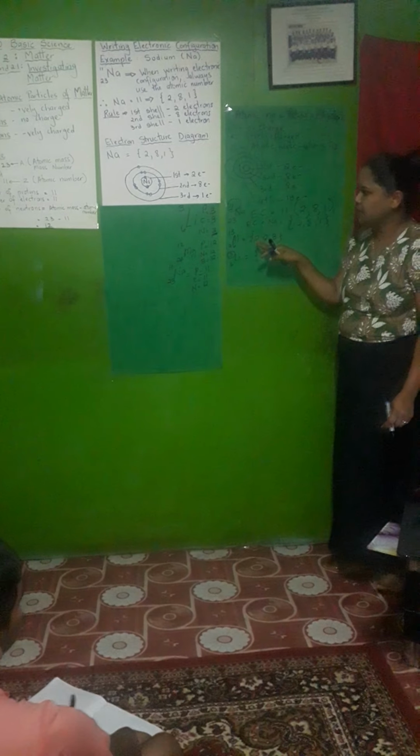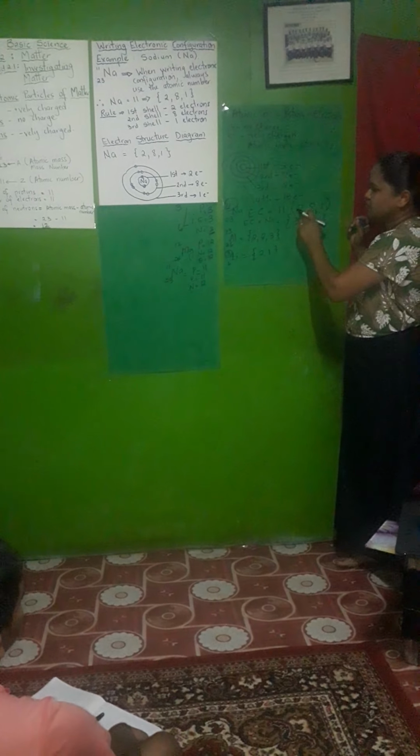In order to summarize electron configuration, always remember all these numbers should add up to give your atomic number.